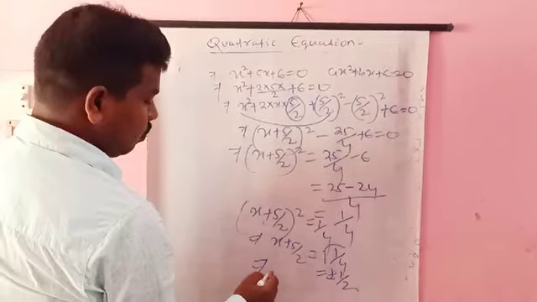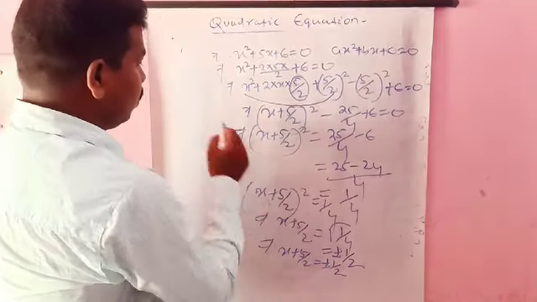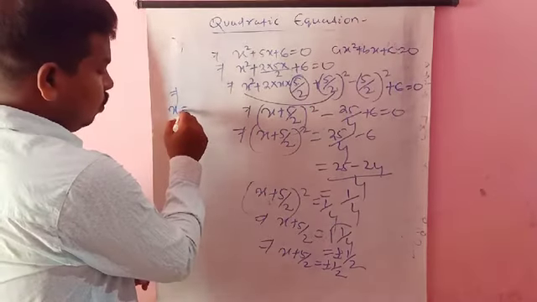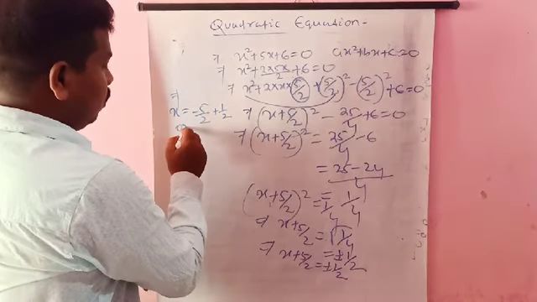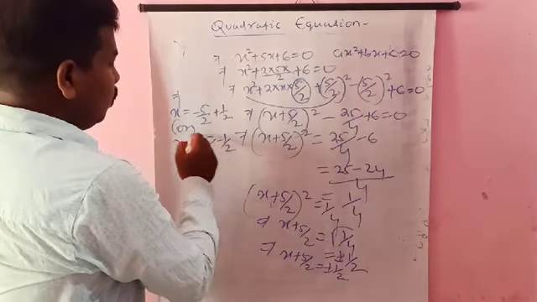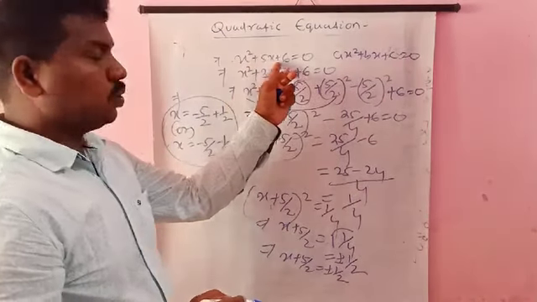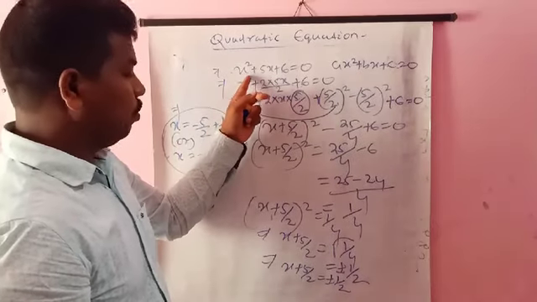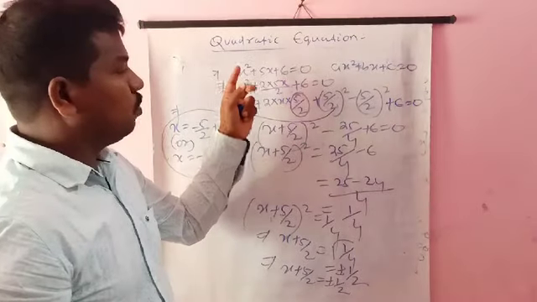So if x plus 5 by 2 equals plus minus 1 by 2, then we have to calculate the value of x. So x has two values: x equals minus 5 by 2 plus 1 by 2, or x equals minus 5 by 2 minus 1 by 2. So these are the two roots of the quadratic equation x square plus 5x plus 6 using the complete square method.